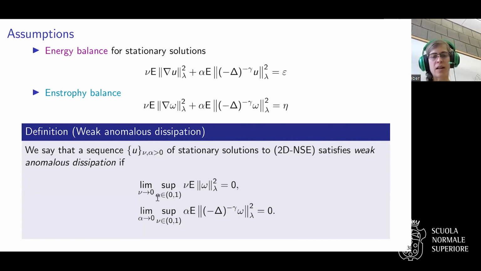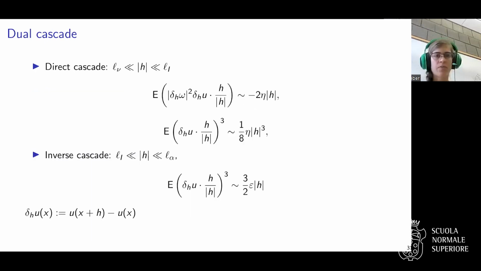If you relate alpha and nu in some way, say you set them to be of the same order, then you can remove these two supremums here. And okay, now, as I mentioned earlier, what you get is a dual cascade. On one hand, you get a direct cascade for the vorticity, which looks like this, and then you get an inverse cascade for the velocity.